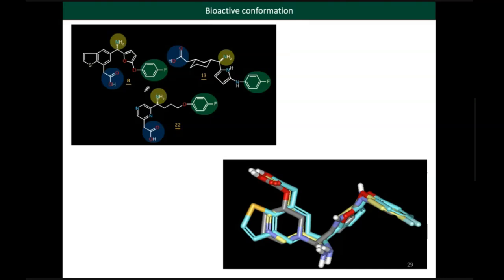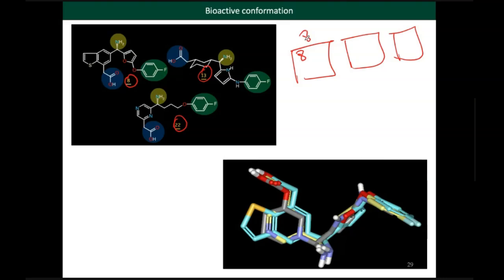So here we have three molecules, say molecule number 8, 13, and 22. Those are three different molecules of the data set. So this is molecule 8, this is molecule 13, and this is molecule 22. You may have many molecules. Just for example, we are taking three molecules from the data set for explanation, right? We actually do this for all the molecules.